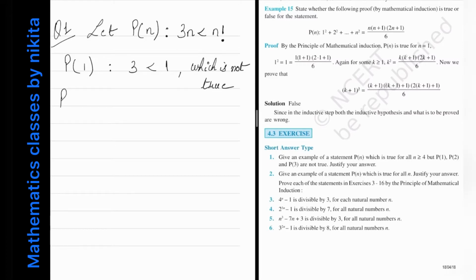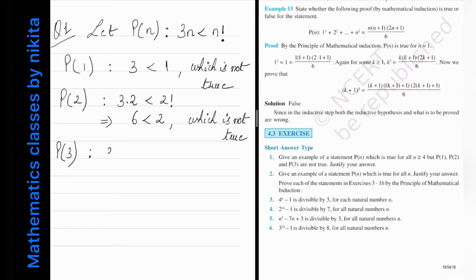Now next we have P of 2. Put n equal to 2. You will get 3 squared is less than 2 factorial. This implies 9 is less than 2, which is not true. Now what is P of 3? P of 3 is 3 cubed is less than 3 factorial, and this implies that 27 is less than 3 factorial, which is 3 into 2 into 1, that is 6. Again, which is not true because 27 is greater than 6.